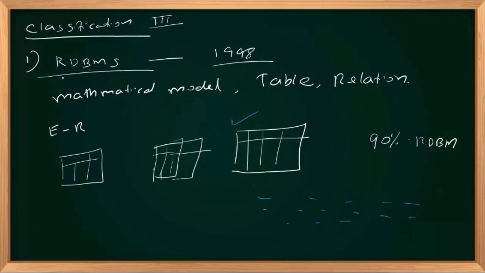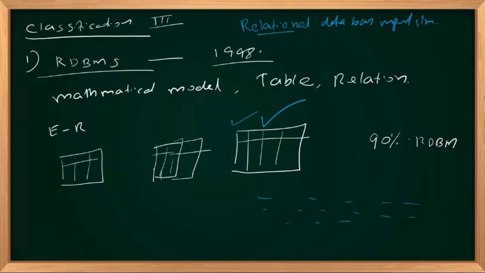What is RDBMS? These type of classifications are based on how data is stored. First one is table method. This table method is known as the RDBMS. Very, very important thing. RDBMS. What is RDBMS? Relational database management system. What is relational table? This is a table. Table is known as relational or RDBMS.